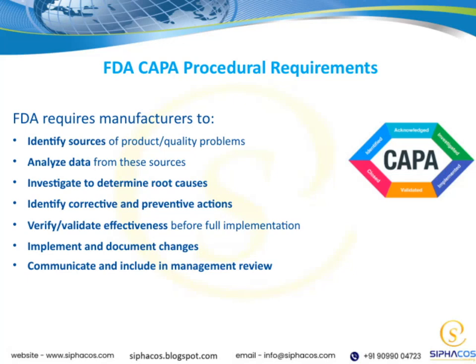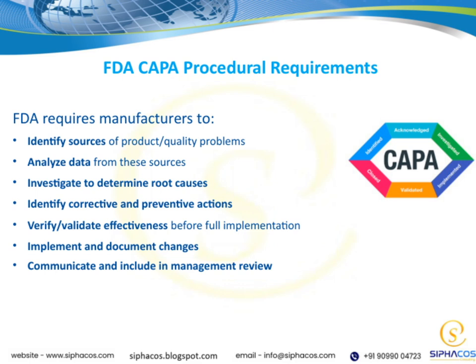Now, let's take a closer look at the FDA CAPA procedural requirements. First, it's essential that manufacturers identify the sources of any product or quality problems. This means we need to pinpoint exactly where issues are originating from. Once we've identified these sources, the next step is to analyze data related to these problems. This helps us understand the scope and potential causes.